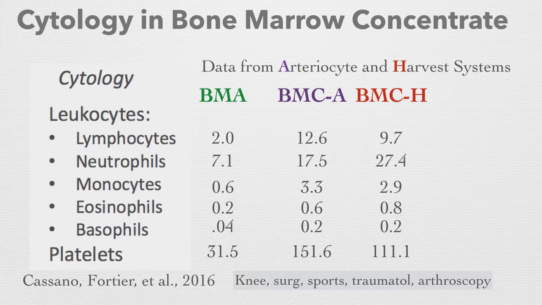You can also note that even the platelets can be further concentrated by centrifuging because that's a process that we also use to make platelet-rich plasma, for example. So either system, whether Arteriocyte or Harvest, demonstrates clearly that the cellular content in bone marrow aspirate can be further concentrated by centrifuging for varying amounts of times that depend on the commercial device being used.